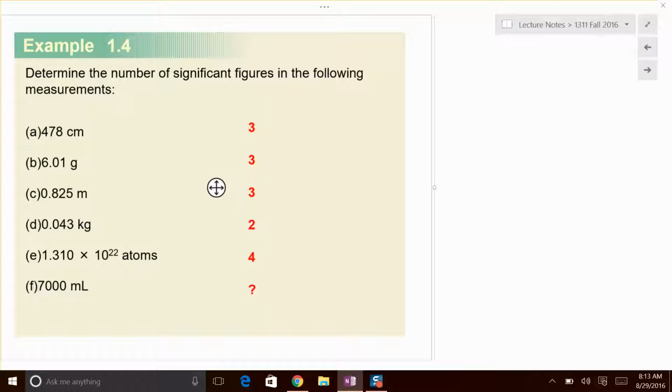How many are in this one? 1. These are placeholders. They have value, so they're not significant. So there is 1 significant digit in that number.